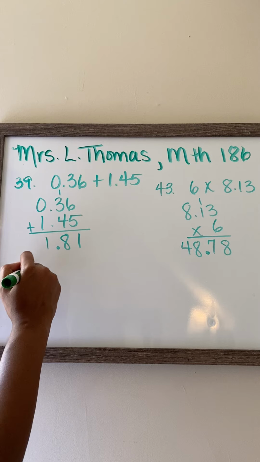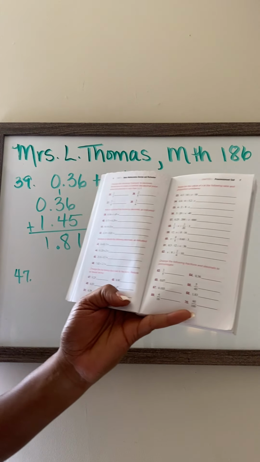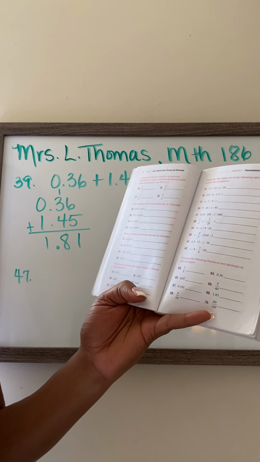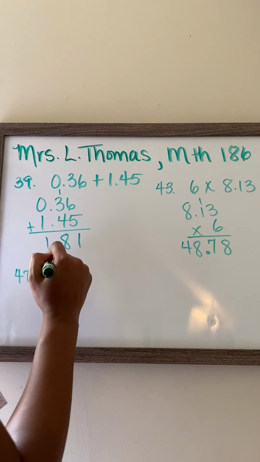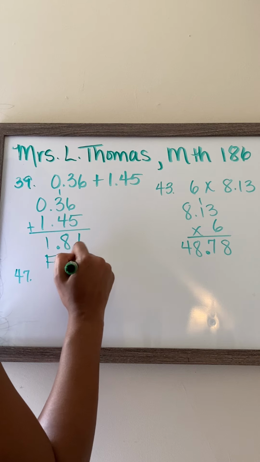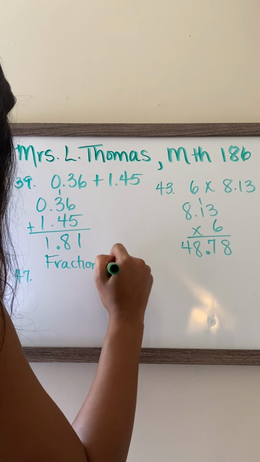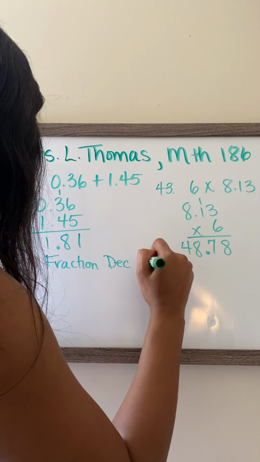All right, let's try 47. The next set says change the following decimals to fractions, reduce to the lowest terms. Okay, so think of it like this. So let me put it in this category: fraction, decimal, and percent.